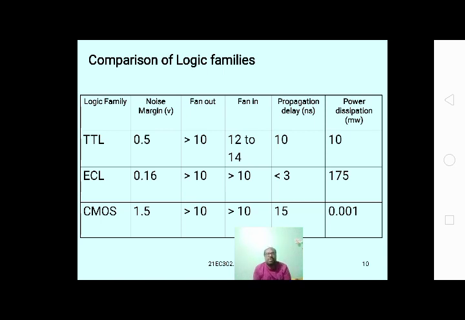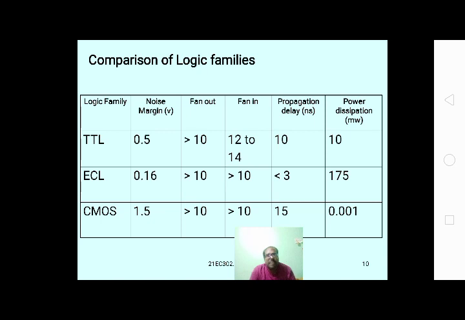One more thing I wish to share is the basic gates. For TTL, the NAND gate can be used. For ECL, we can use OR and NOR gates. For CMOS, NOR or NAND.